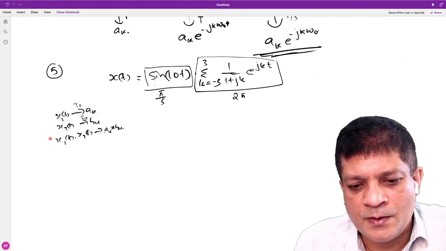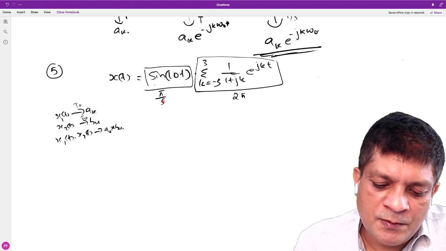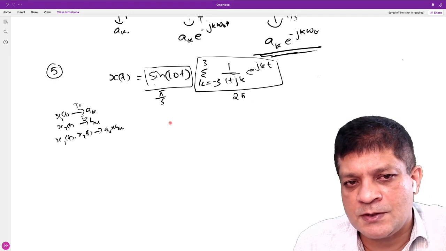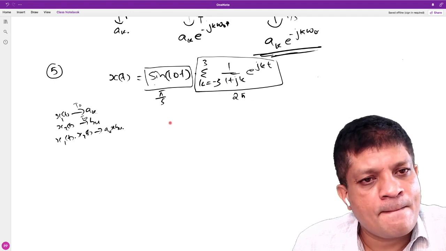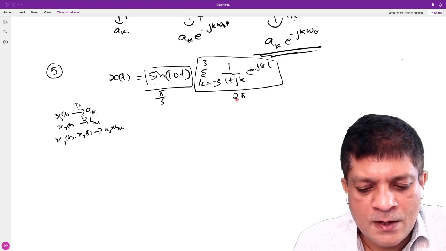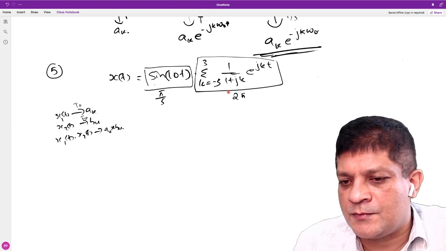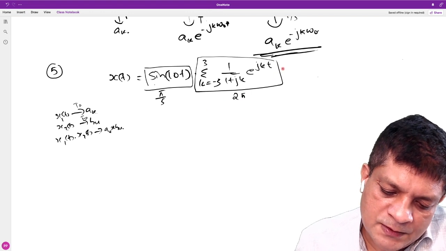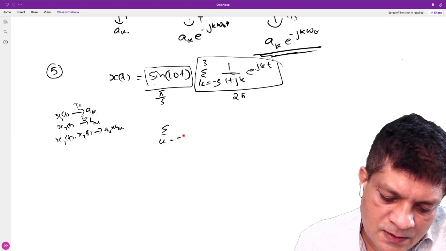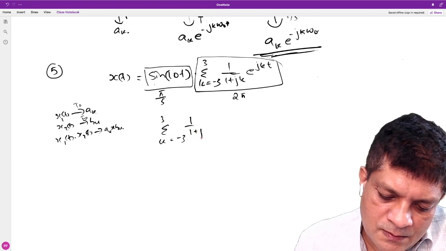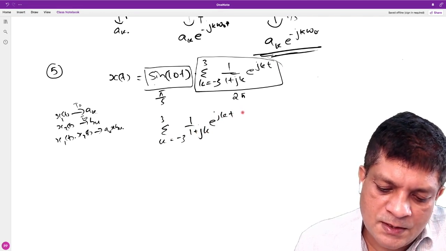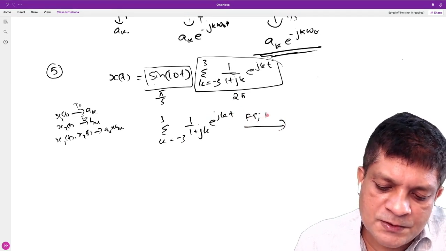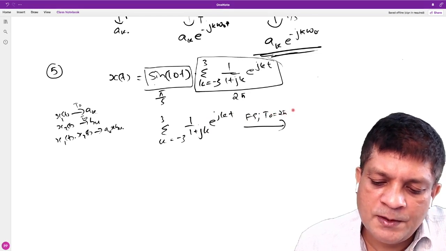Now, if you want to apply the multiplication property, with respect to which period do we have to take the Fourier series representation? It is 2 pi, because you have to consider the LCM of these two. That is the period of the resulting signal. Now, first let us consider this sigma k minus 3 to 3, 1 upon 1 plus jk, e to the power jkt. This is a periodic signal with fundamental period 2 pi. What are the Fourier series coefficients of this with respect to 2 pi?